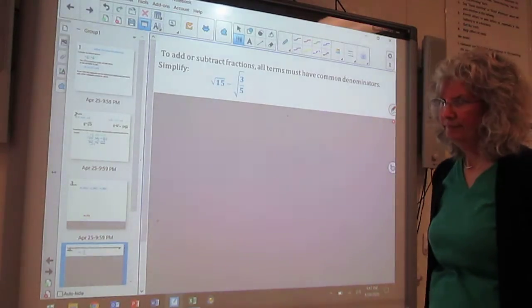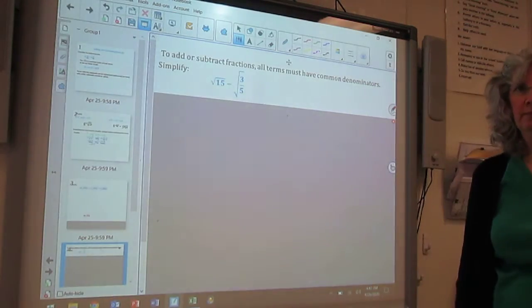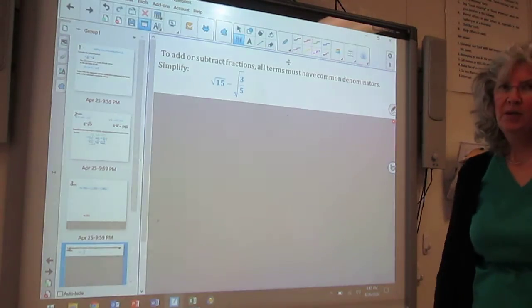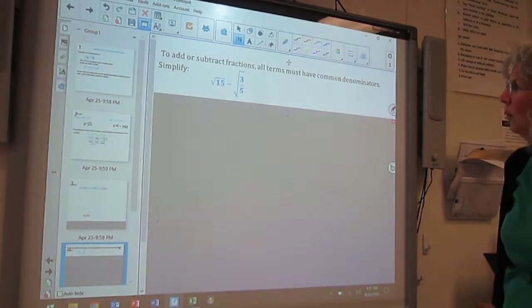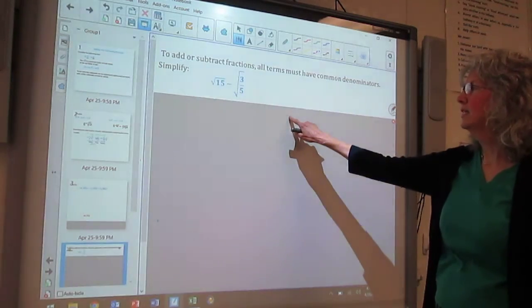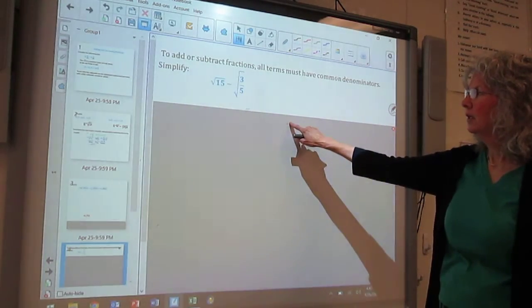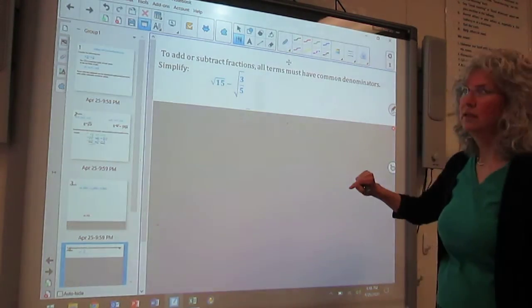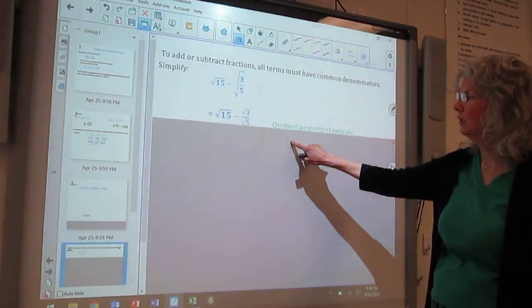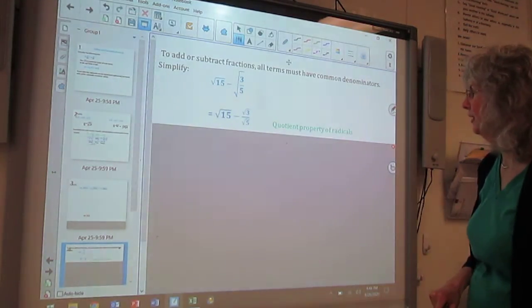Well, we haven't dealt with fractions yet. We add or subtract fractions. You should remember that you need a lowest common denominator. So what in the world are we going to do with this? Well, let's think about it. We can take that radical of a fraction and turn it into a fraction of radicals, right? Sure. Using the quotient property.